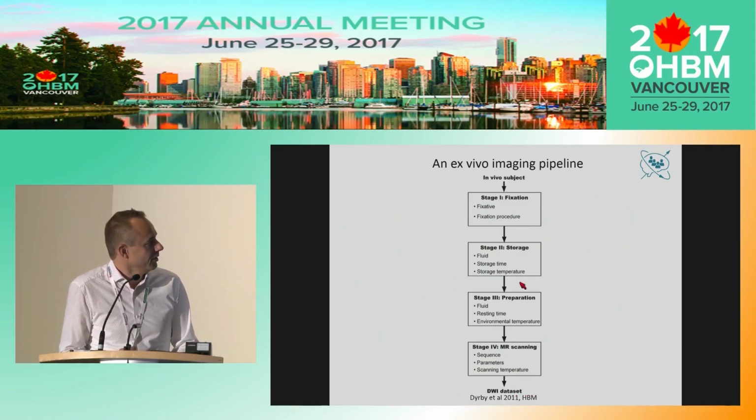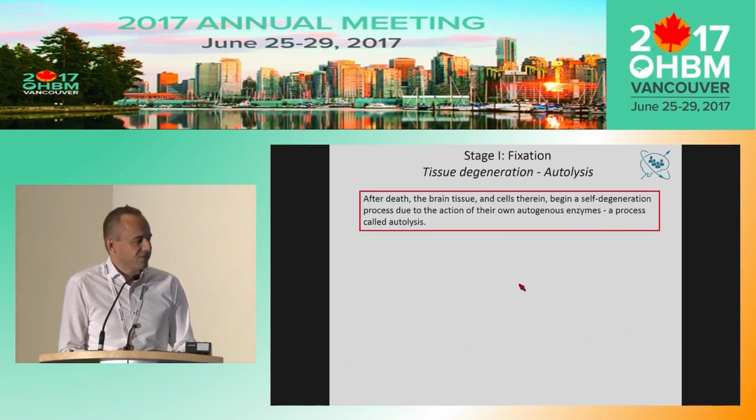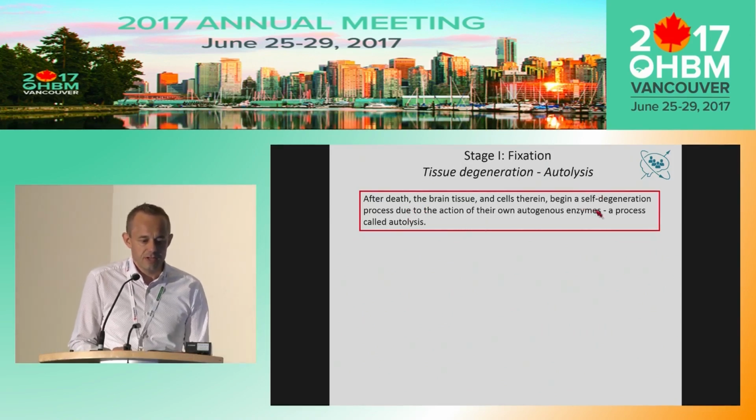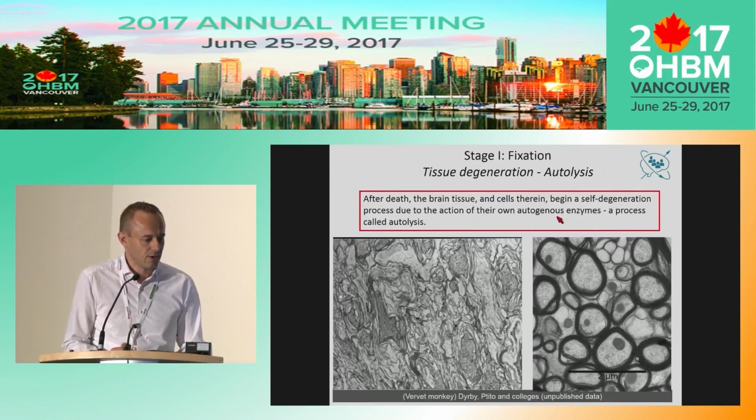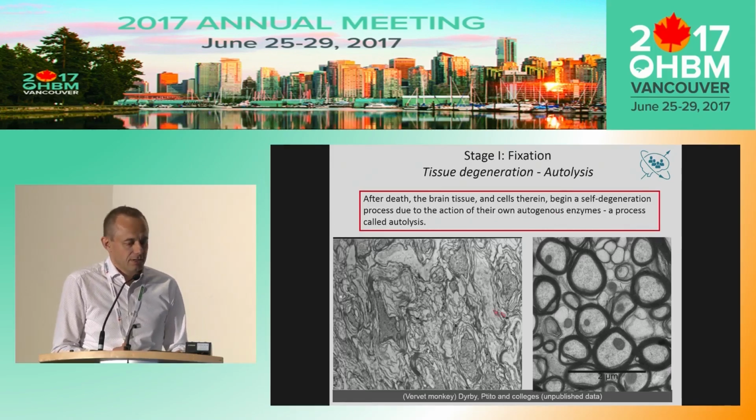But let's start from the beginning. Fixation. But what is actually happening after death? Well, after death, the brain tissue and the cells begin a self-degeneration process due to the action of their own autogenous enzymes, a process called autolysis. So what is happening is actually this example.